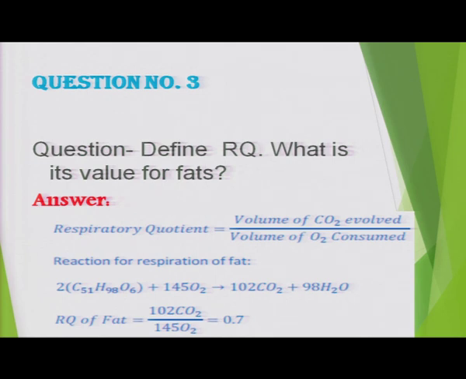Here the reaction is: tripalmitic acid, that is a fatty acid, requires 145 oxygen for oxidation. So, for the oxidation of fat as well as protein, it requires a much larger amount of oxygen in comparison to carbohydrate like glucose. So, the RQ of fat is less than 1 in comparison to the carbohydrate. So, this is the last session's questions.